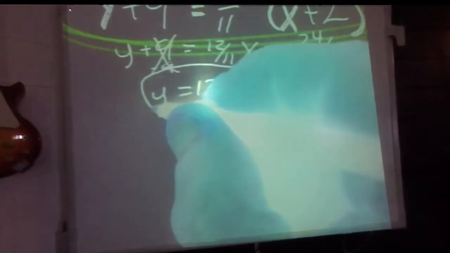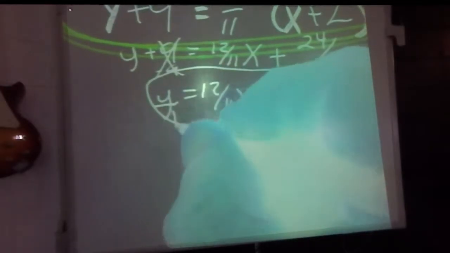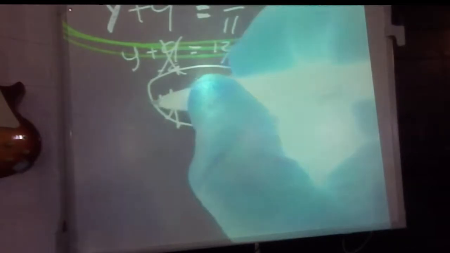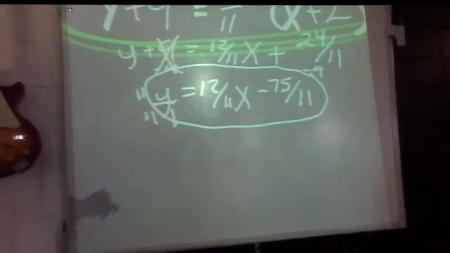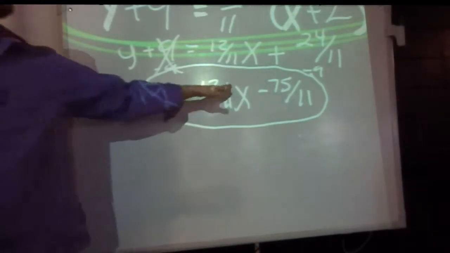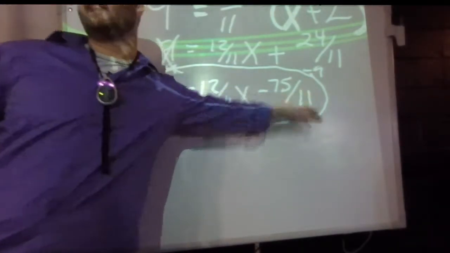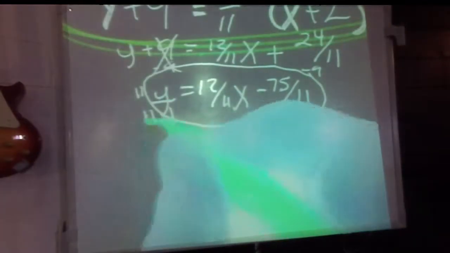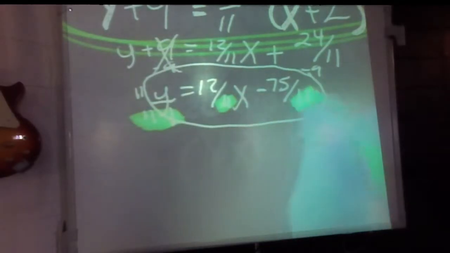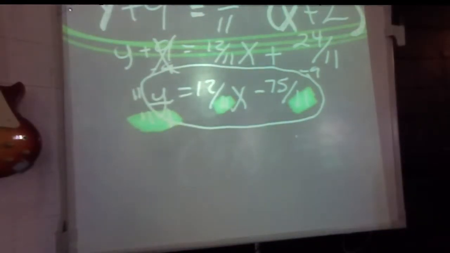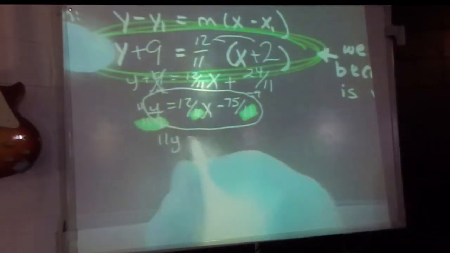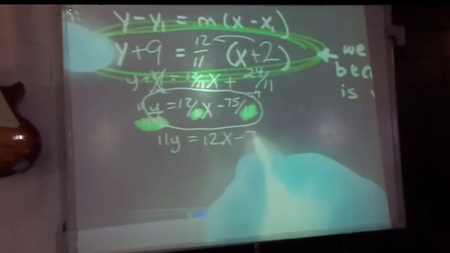Well, I want 11 on bottom. 1. I can put this as y over 1, and then if I want to make that an 11 on bottom, what do I put right here? 11 over 11. And now, this fraction has an 11 on bottom, this fraction has an 11 on bottom, and this fraction has an 11 on bottom. You can do that kill fractions method that we learned about last week, where we cross this out. And that's going to help us get standard form a little bit easier. So, we end up with 11y equals 12x minus 75.